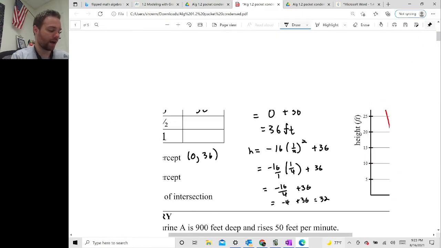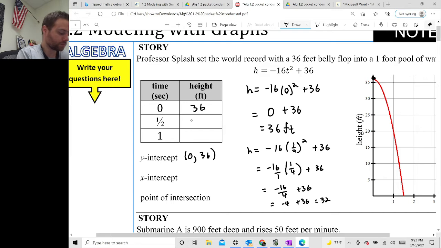So after 1/2 of a second, we are 32 feet in the air, okay? Or Professor Splash is. I don't know how he got his doctorate. That'd be an interesting doctorate.